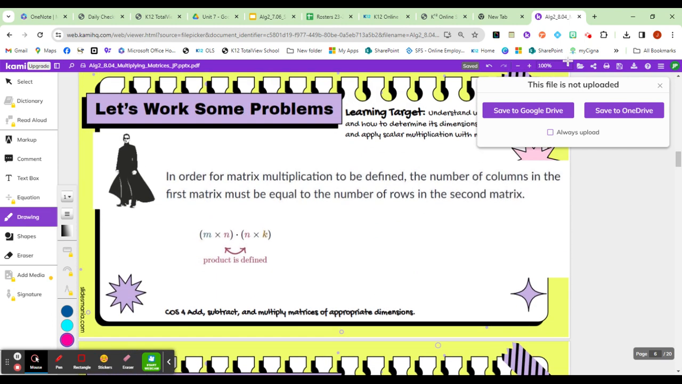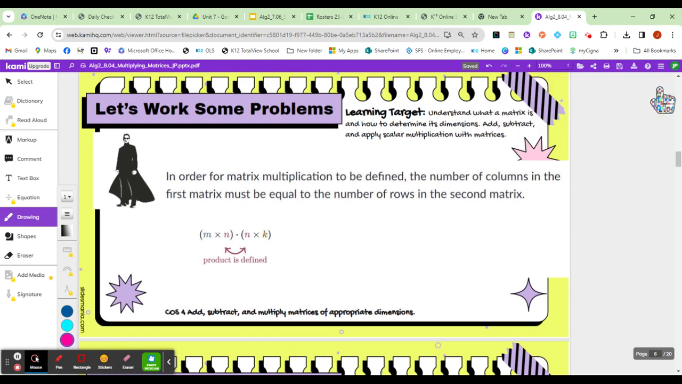All right, when we're multiplying, it's totally different than adding and subtracting. Adding and subtracting is much simpler than multiplying. Multiplying is otherworldly. You're going to go, who in the world decided to multiply matrices this way? Well, it says in order for matrix multiplication to be defined, so in order for you to be able to multiply 2 matrices, the number of columns in the first matrix must be equal to the number of rows in the second matrix.